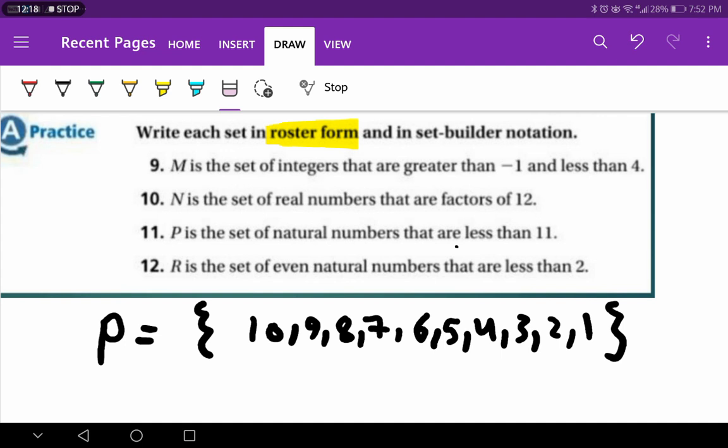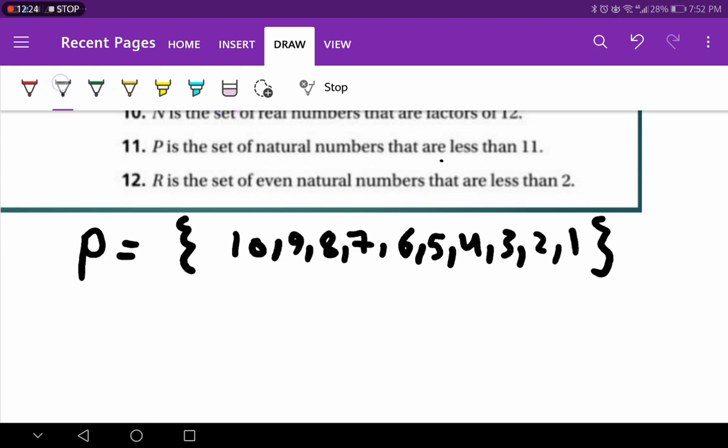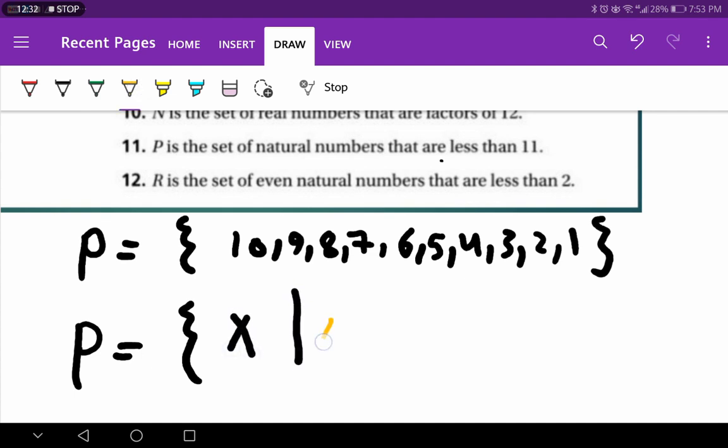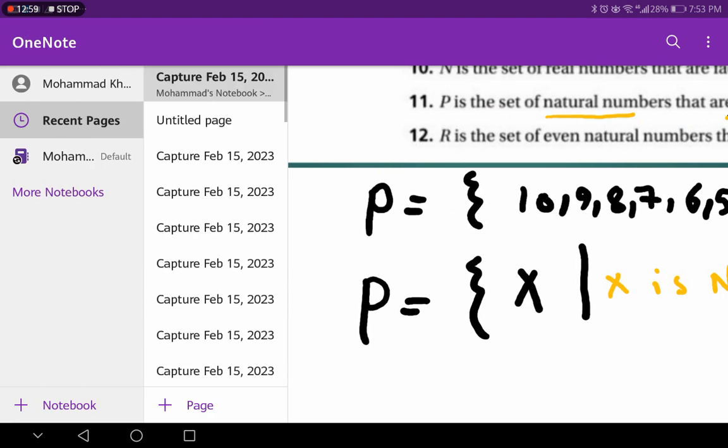What about the set builder notation? Now for set builder notation, we draw B equals curly bracket x, vertical line. x is natural, yes, from here. Okay, comma, now I have to write the inequality: x less than 11. We are done. Okay, let us move to the second part.